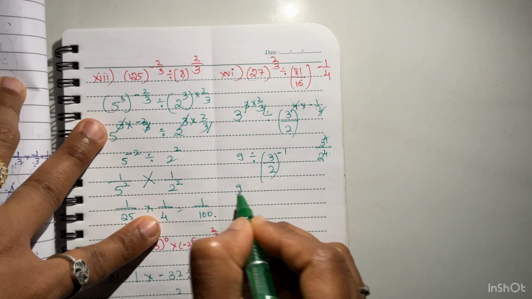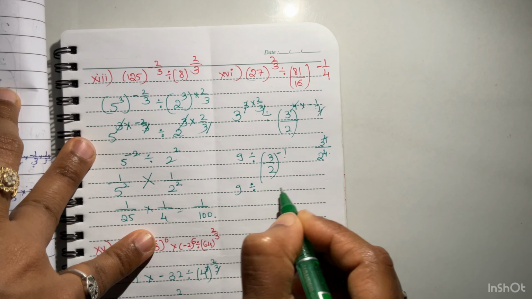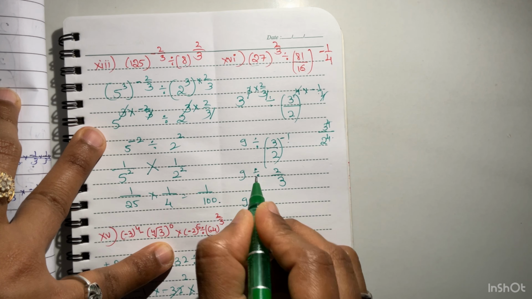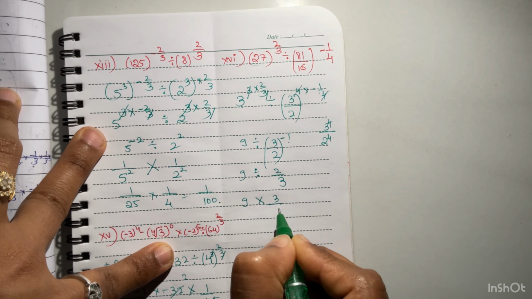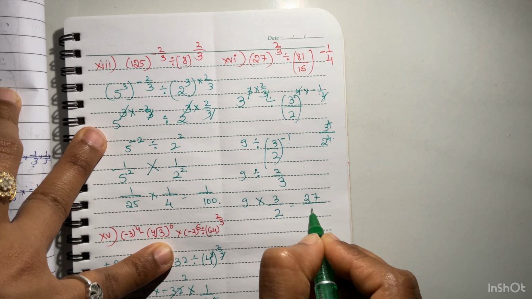Now first step, we have the power with a negative sign. Now let me do the reciprocal, so I'll get 2 by 3. Okay, now we need to convert division to multiplication. Again the reciprocal happens, so I'll get 3 by 2. Now 9 3s are 27, 27 by 2.